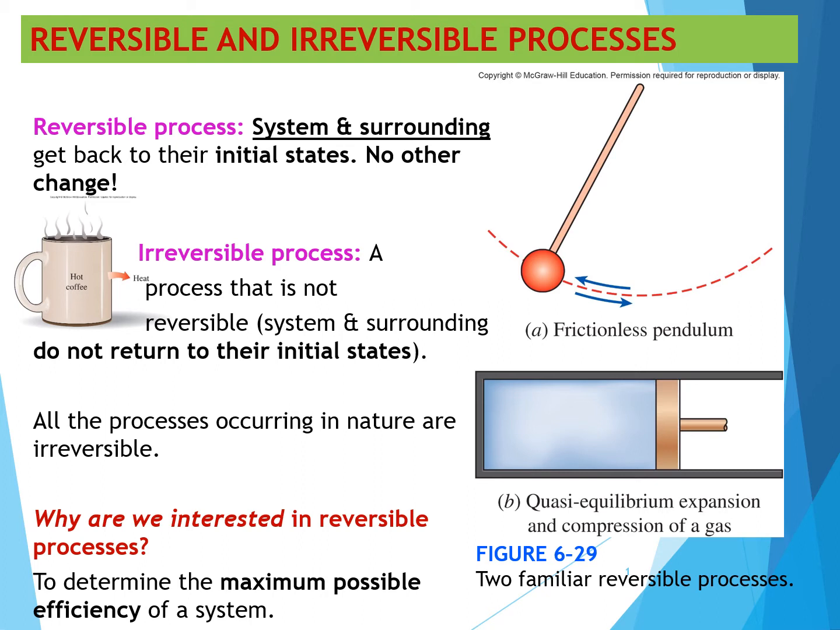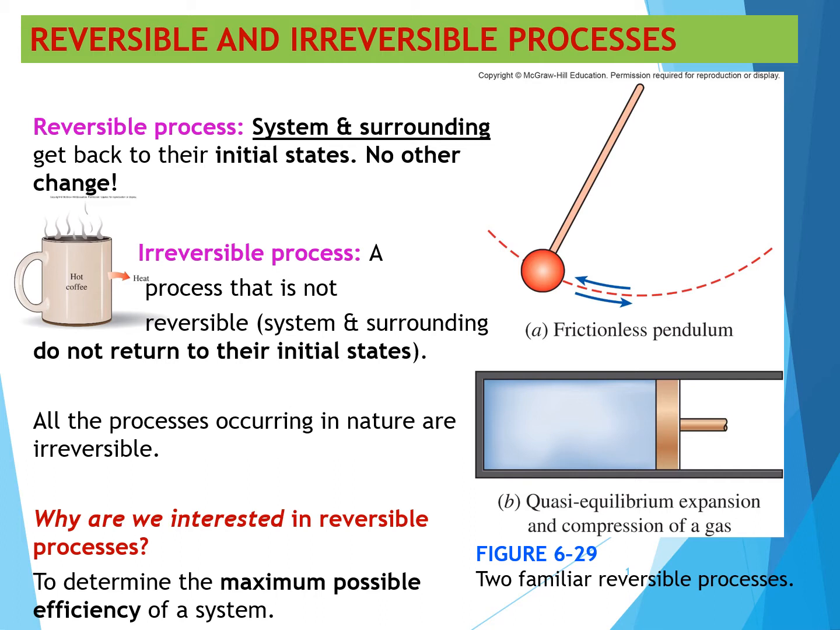Previously we learned that from the second law of thermodynamics, Kelvin-Planck's statement, there is no heat engine that can have an efficiency of 100%. Then we might wonder, if not 100%, what is the highest efficiency that a heat engine can possibly have? Before we can answer this question, we need to define an idealized process first.